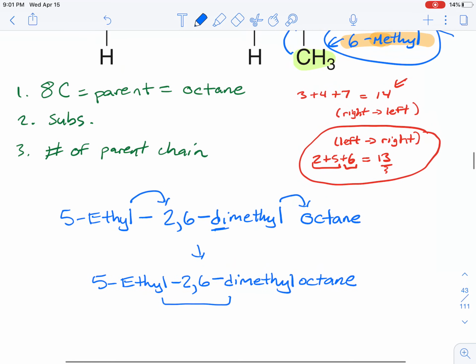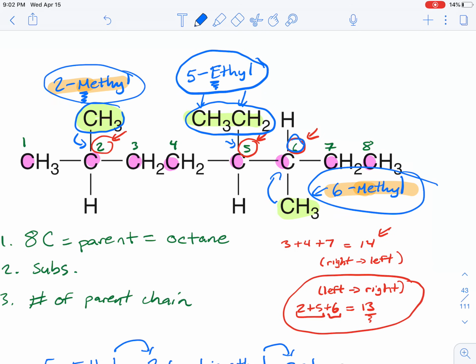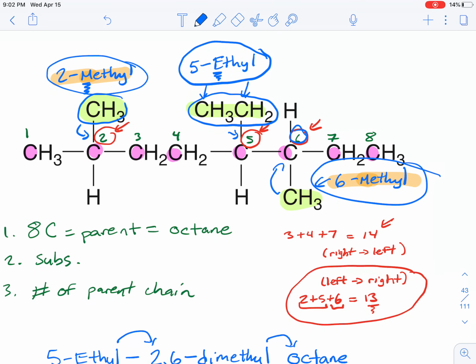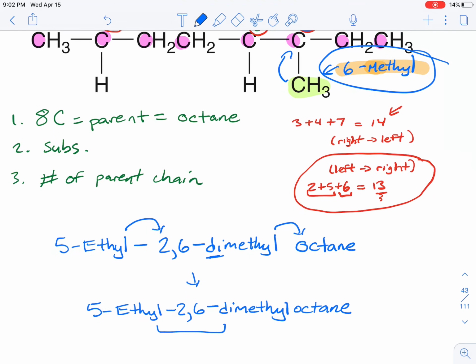So be very careful with how you are using your dashes and your commas for more complicated structures. Use the comma to separate out numbers if you have 2 or more of those substituents present in your organic compound. And when you go from letter to number, you put a dash. Okay? Letter to number, there's a dash. Number to number, comma. Letter to letter, put them all in one word.